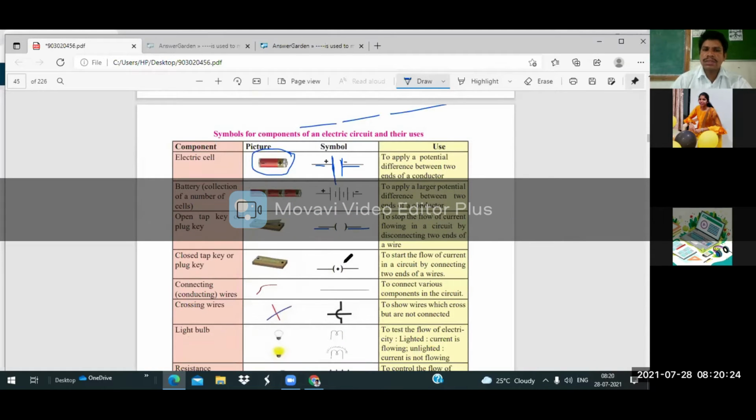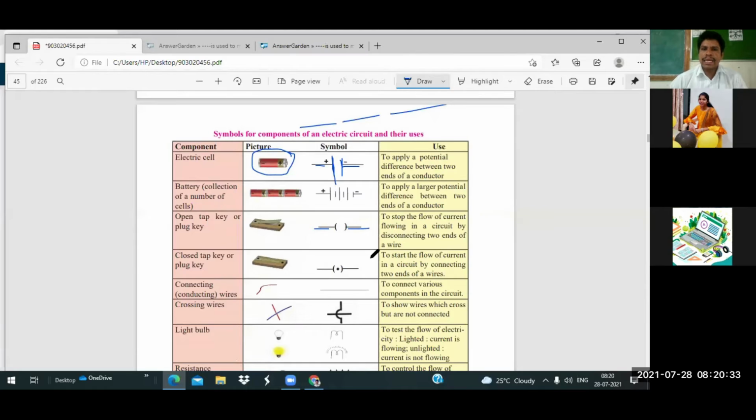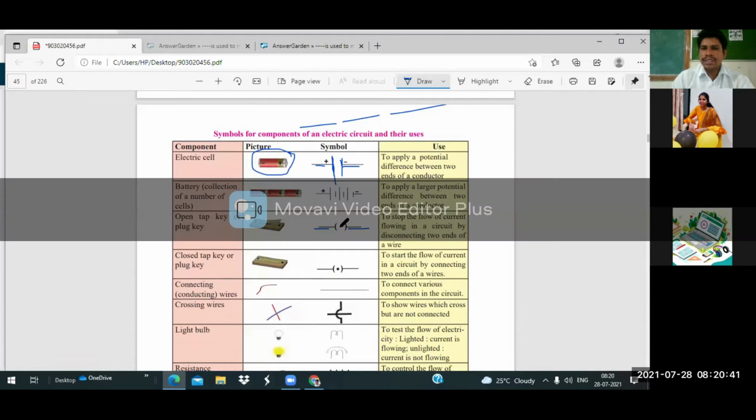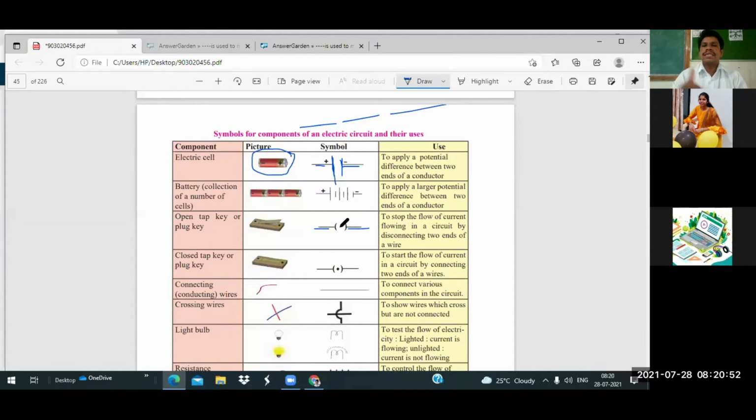Now here, the close tap key. About the close tap key, you see here it is totally closed, and it is used to start the flow of current in that circuit by connecting two ends of wires. Now one thing to note, students: when the key is open, current stops, and when the key is closed, current starts. Generally, when we say anything is closed, it means off. But about the key, it is very different.